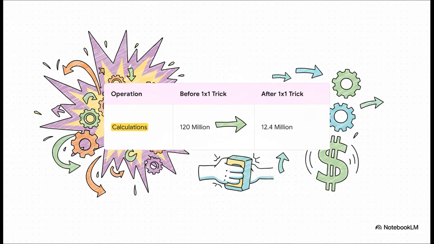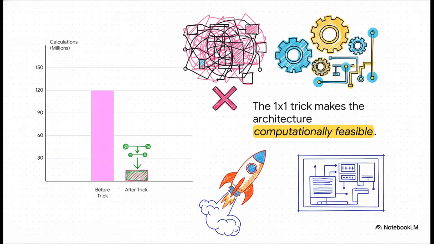So what's the actual payoff? Well, remember that terrifying 120 million operations from before? By adding that simple little squeeze step first, the total number of calculations plummets to just 12.4 million. You get the same result, but for a tiny fraction of the computational cost. I mean, just look at this chart. The impact is staggering. It's a nearly tenfold reduction in how much work the computer has to do. This one simple trick is what made the entire Inception architecture possible. It turned a beautiful theory into something you could actually build.